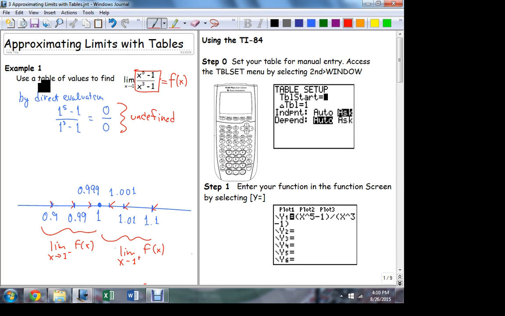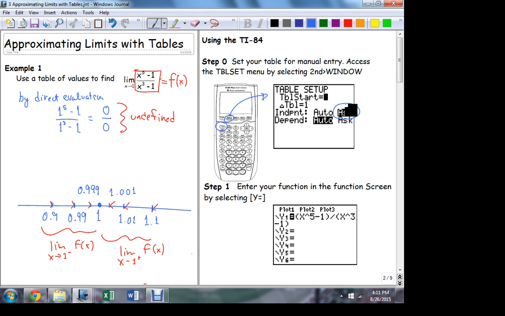Number one, we're going to set up a table here to compute these values for us. And so what we need to do is go into our table setup and tell it that we want to have the values of our independent variable entered manually. So the table setup is the second key above the window key. If you hit the second key and then your window key, that will take you to the table setup page. What you want to do is go where it says independent and change that to ask. I think the default setting for both independent and dependent is auto. Move your cursor down to where it says ask, hit enter, and set that as the parameter. Once you've done that, you'll never have to do it again, unless you go back and change it for some reason.